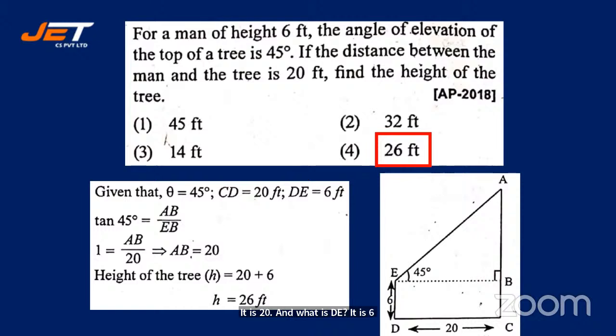So here you have opposite side by base. So what is opposite side? AB by EB, right? So AB by EB is 20. Tan 45 is 1. Thereby AB, cross multiplying, you get 20. And what is the height of the tree? It is 20 plus 6, which is 26 feet.